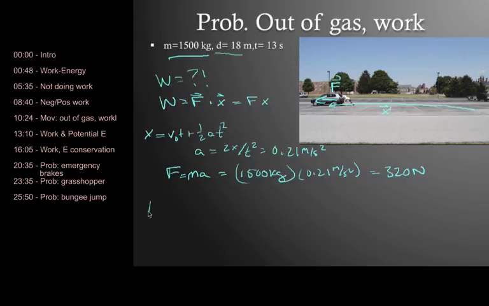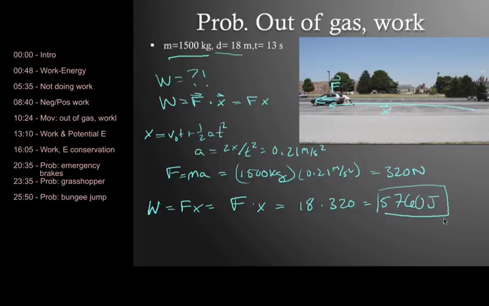So then the work that's being done is going to be Fx, which is going to be this force times the displacement. So this is going to be 18 meters times this 320 newtons, which is going to be 5,760 joules. So the units of work are in joules, which matches the units of kinetic energy.